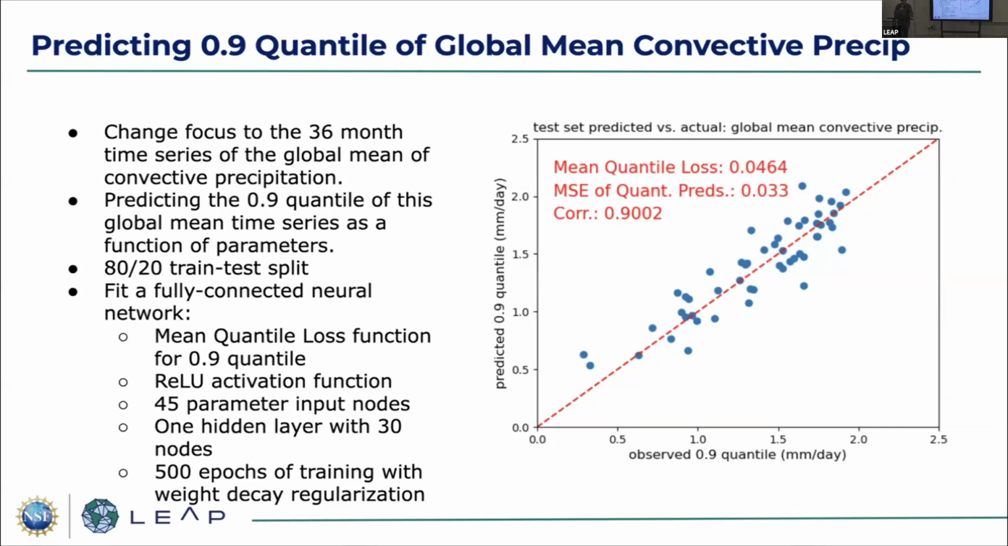And you can see based on the quantile loss and the MSE of the quantile predictions, it seems that the model's doing a pretty good job. And there's a pretty high correlation between the predictions and the actual ones as well. So I think the model is doing a pretty good job of estimating these global quantiles as a function of parameters.